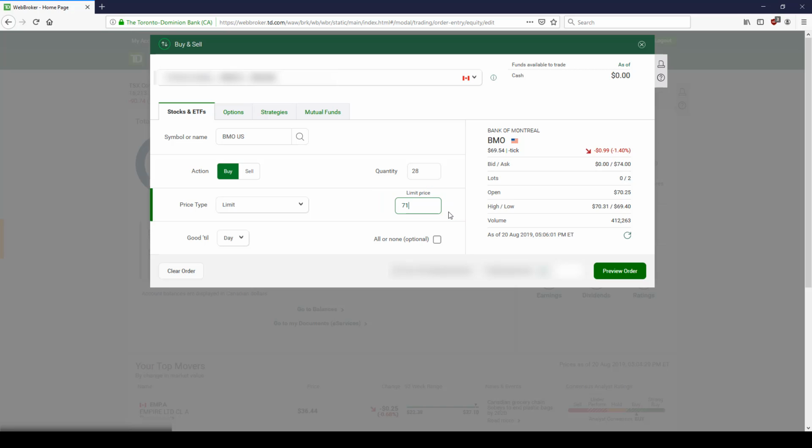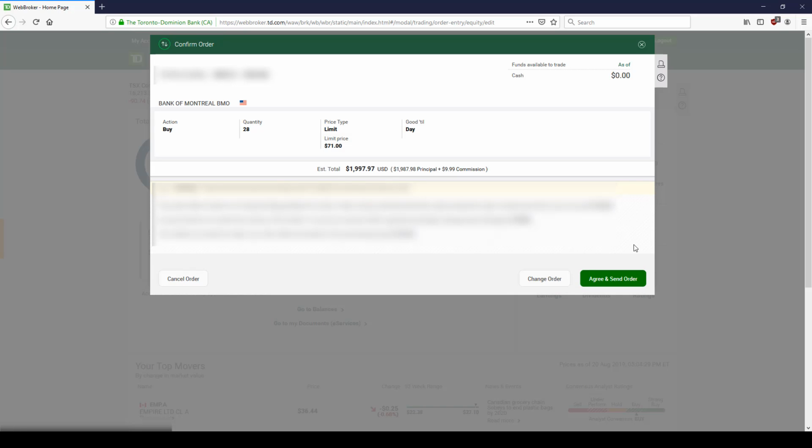And if you take a look on this side here, you can see again it's showing you the current price for Bank of Montreal, and it's letting you know that this is on the New York Stock Exchange. The order, you can put in good for today, or you can specify a certain day, so it can be good till tomorrow or even next week or even for the month. I'm going to go ahead and leave the default here, good for today. I'm going to go ahead and select preview order.